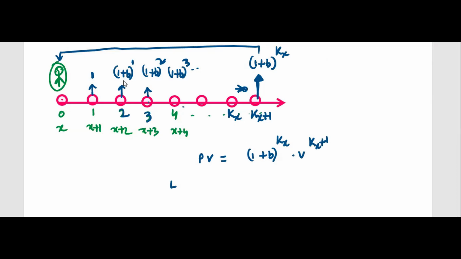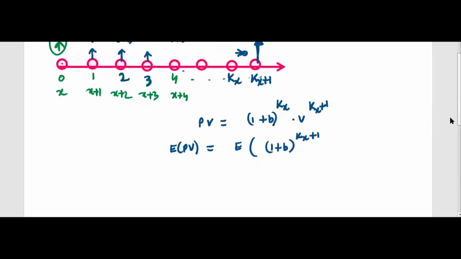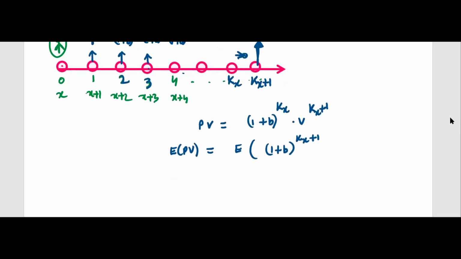This is present value. If you find the expected present value, the expected value of this, but here we have only kx, so you can multiply and divide it by 1 plus b, so that it will become kx plus 1, and this is a constant, we can take it out. And there is no notation here. 1 upon 1 plus b you can write, and this one is 1 plus b power kx plus 1, and v is also here. I included both this one and this one.